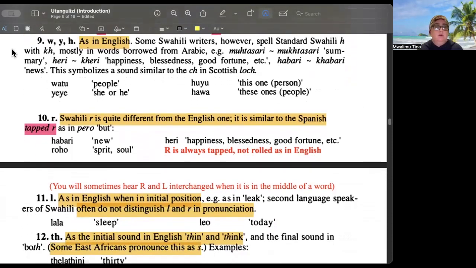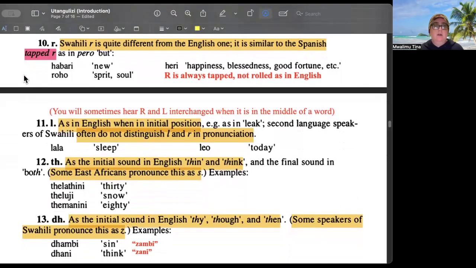Next, we have the consonants W, Y, H. They are as in English. For example, we have watu, yeye, huyu, hawa.